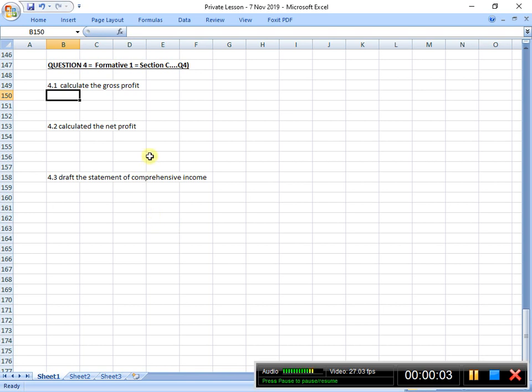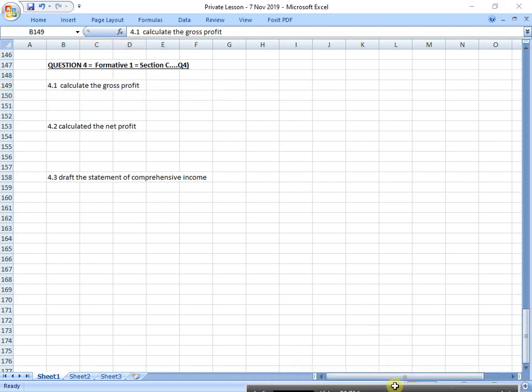Okay, so we're looking at question 4, formative 1, section C, question 4. Question 4.1 says, calculate the gross profits. This you need to study. You need to know what the gross profit formula is. How do I get gross profits? Sales minus cost of sales. Correct.